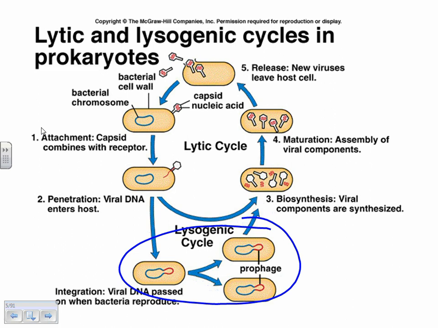LYT, LYS. What do we say those meant? Cut, break, split, tear, destroy. The normal life cycle of a virus is called the lytic cycle. It's the normal reproductive life cycle of a virus. Let's forget about this circled part down here for a minute, and let's talk about the way the lytic cycle works.